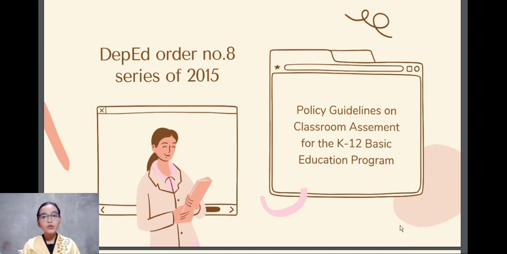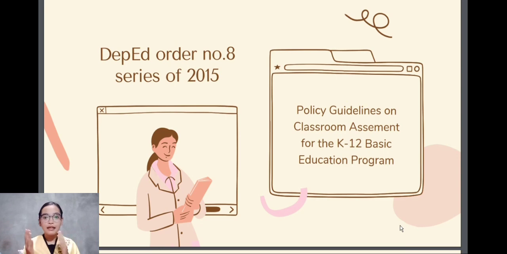So students now are being evaluated differently. It is divided into three aspects. We have the written work, the performance task, and the quarterly assessment. These three have their respective percentage in each subject area.